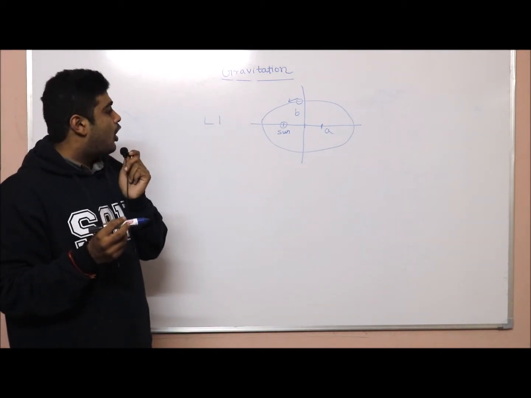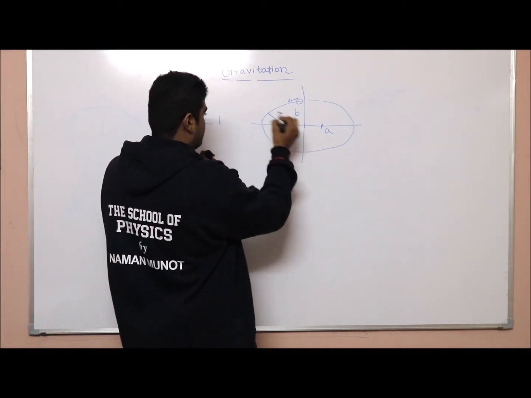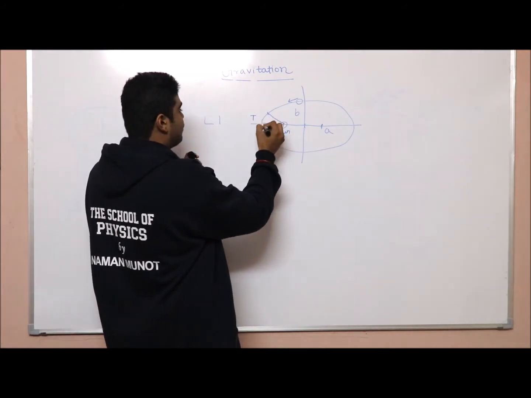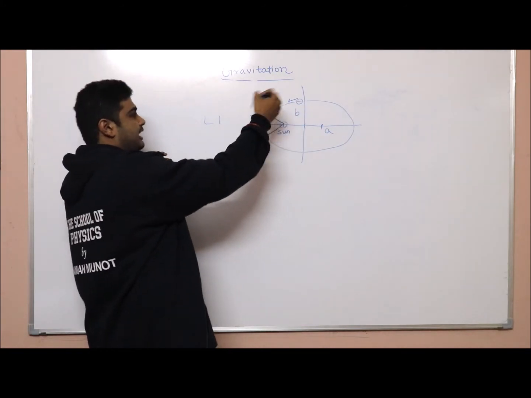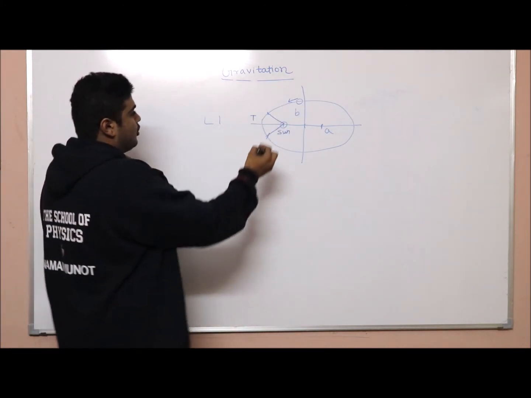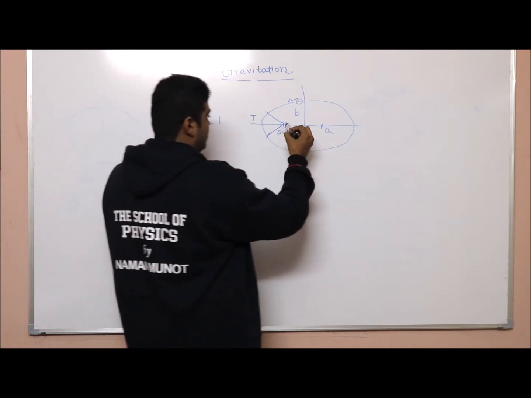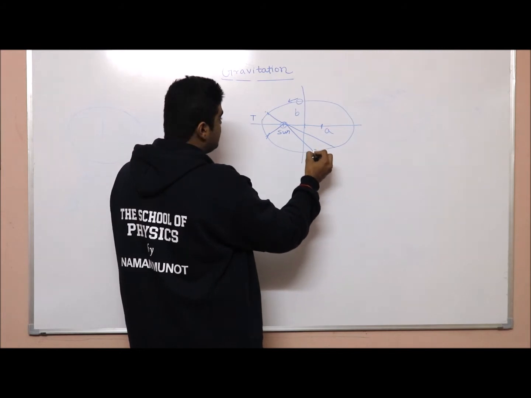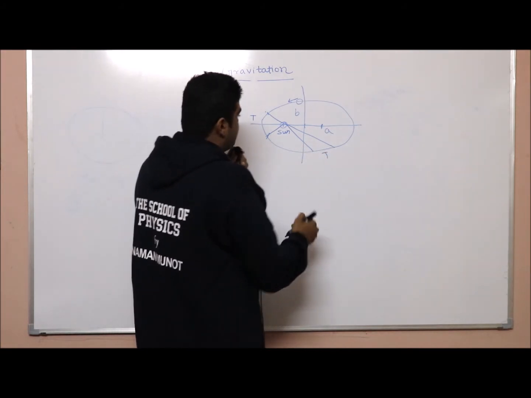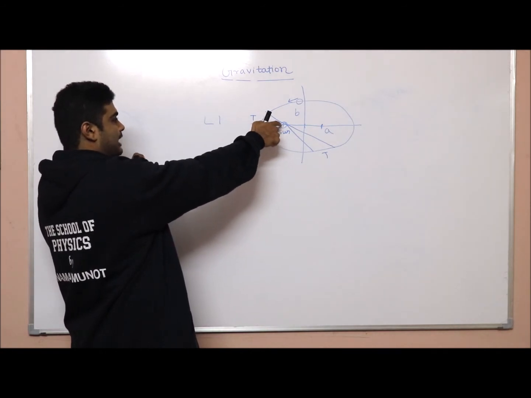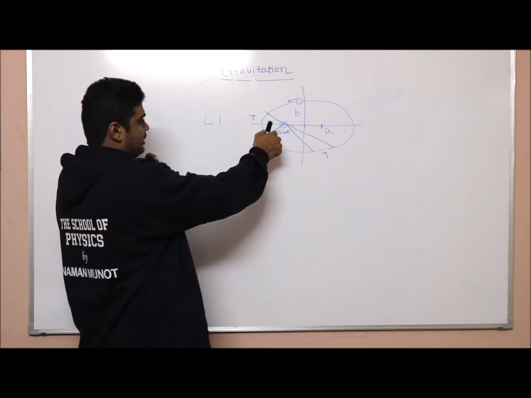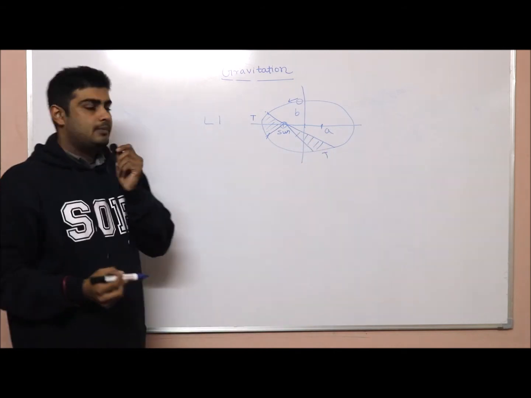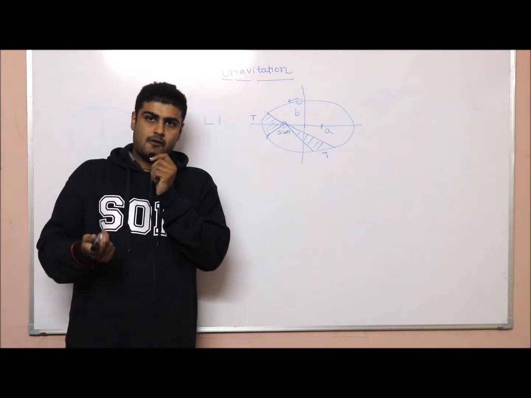The second law was about areas. Suppose it takes this planet time t to travel from here to here. Then on some other side, it takes the planet the same time t to cover this distance. Then the area covered by the planet and the sun at the focus in equal times will be equal. So this is the second law of Kepler.